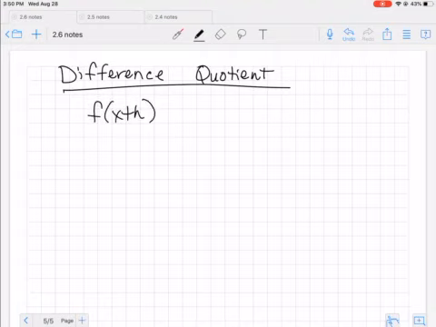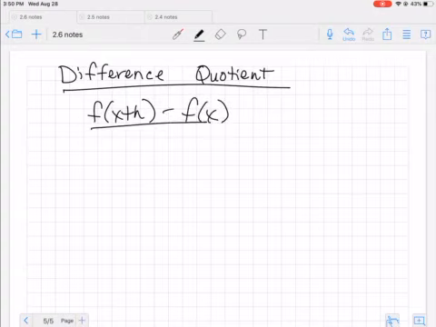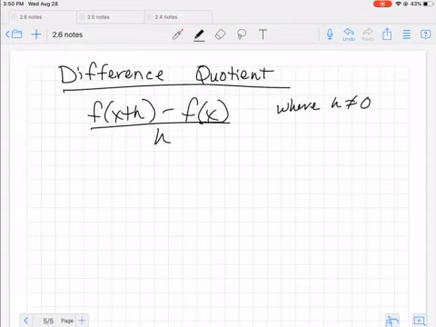f of x plus h minus f of x, all over h. And this is because h is in that denominator, where h does not equal 0. Now, for our intents and purposes right now, we're just going to manipulate this algebraically. Teaser alert: next semester, when you get into calculus and we do this in terms of limits, because we're going to take the limit of the difference quotient, when you do that with a limit, then that has a whole separate impact.